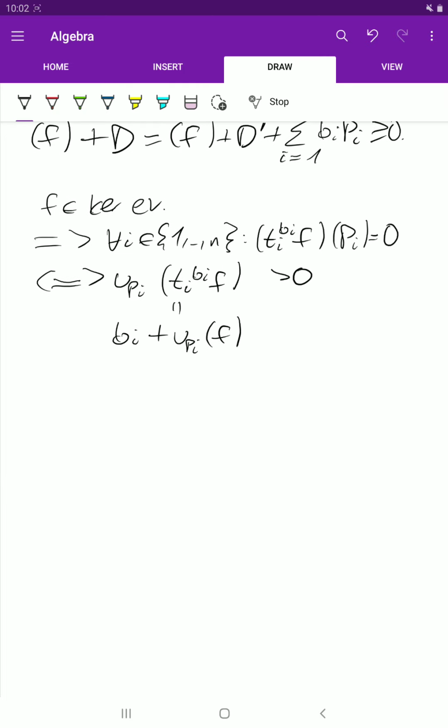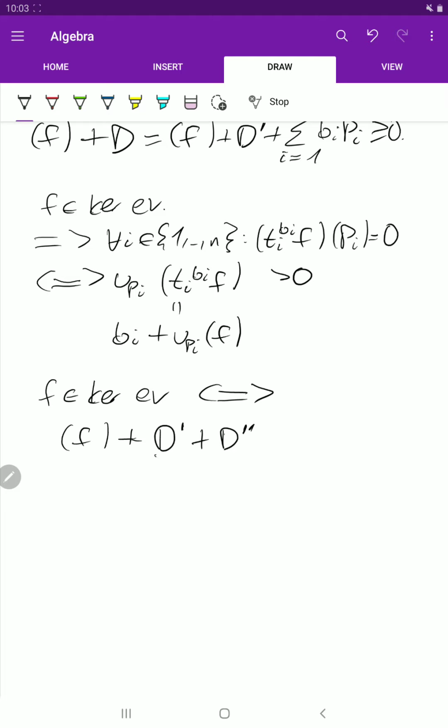And now let's see. So f in the kernel of the evaluation is equivalent to (f) plus D, that's D prime plus D double prime, so that's just D minus the sum from 1 to n of p_i being non-negative. So why is that?